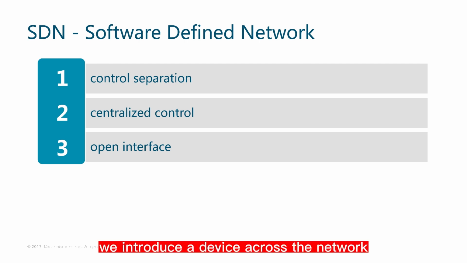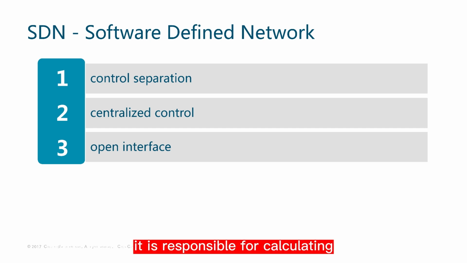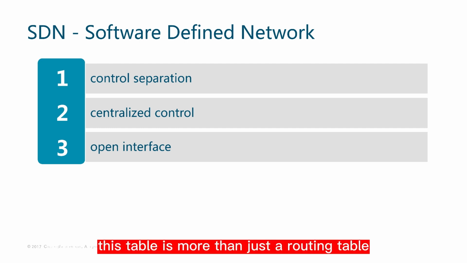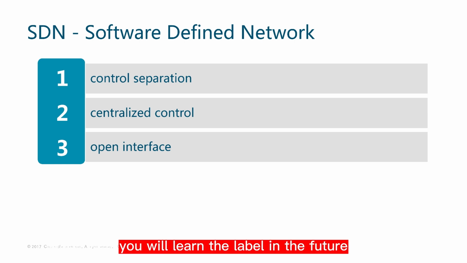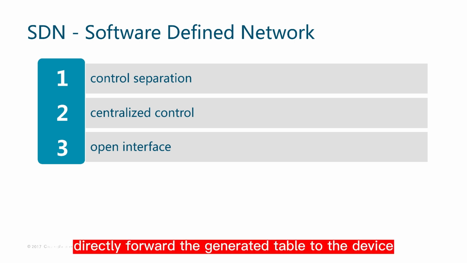We introduce a device across the network, controller hardware called SDN. It is responsible for calculating. After it completes the calculation, it sends the table directly to the device. This table is more than just a routing table. For example, you will learn about labels in the future. It can also calculate them. After it's over, it directly forwards the generated table to the device. The device gets this table and forwards it directly.